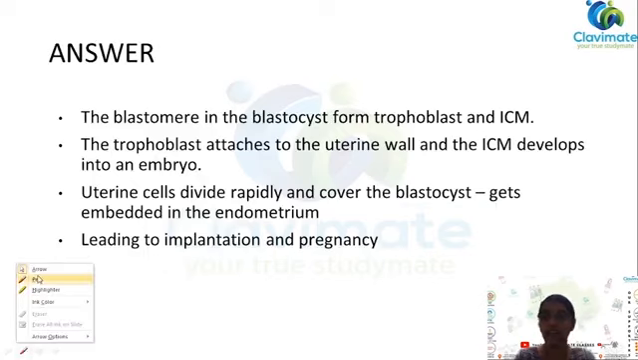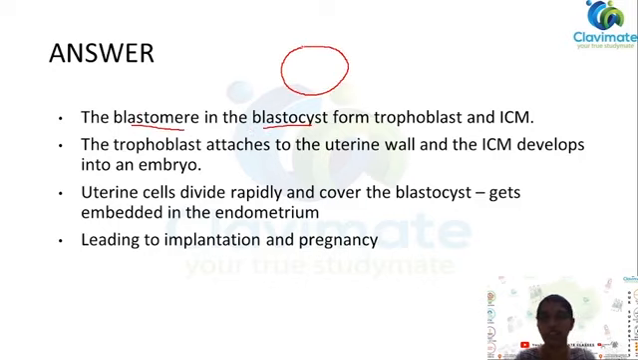So here we have this blastomere. After fertilization, you have a zygote. This zygote will develop into a blastocyst. This blastocyst has an outer covering called the trophoblast and then the inner cell mass. So we have both these regions of the blastocyst.